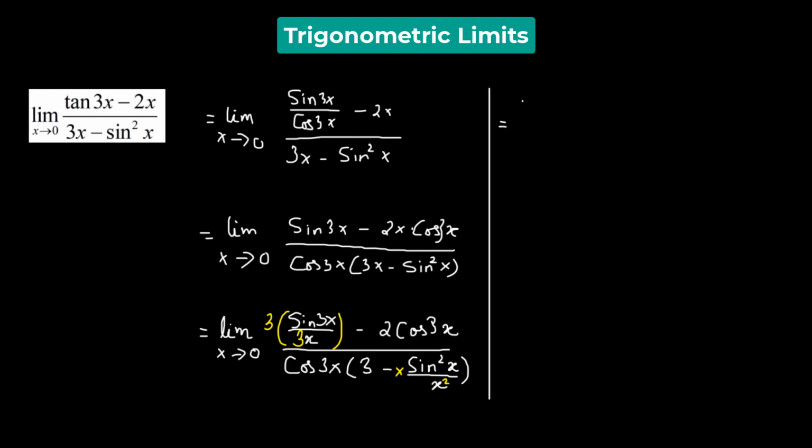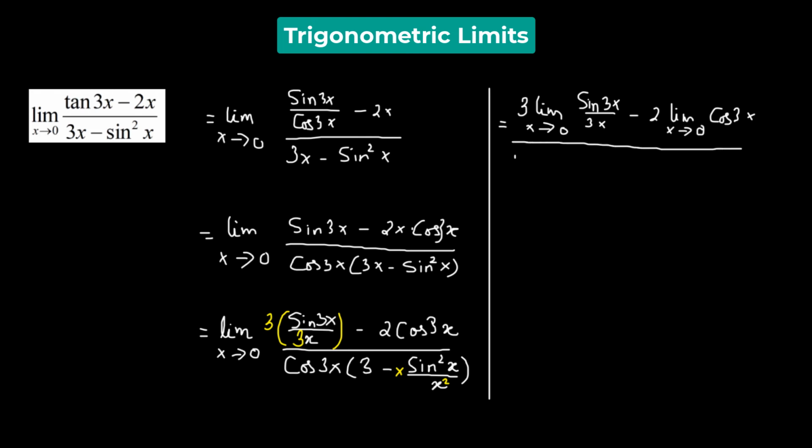So in the numerator we have 3 times the limit x tending to 0 sine 3x over 3x minus 2 times the limit x tending to 0 cosine of 3x, divided by limit x tending to 0 cosine of 3x times limiting value of 3 will be 3 minus limit x tending to 0 x multiplied to the limit x tending to 0 sine x over x whole squared.